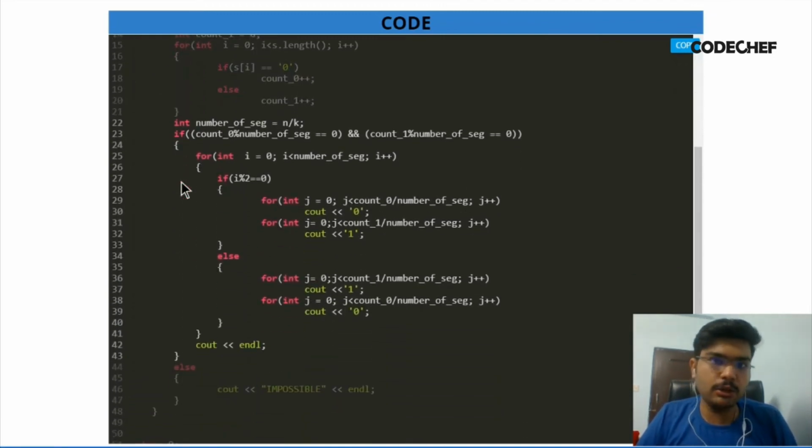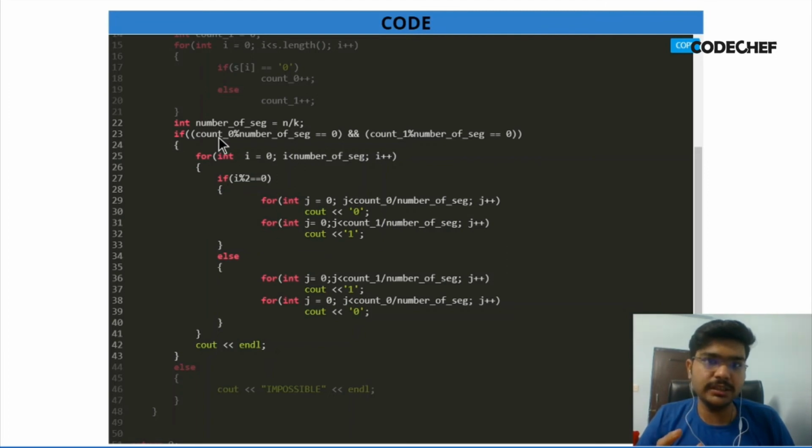This is the main logic of this particular problem. As we have seen, we have to calculate the number of segments of that string. So what was the number of segments? That is the total length of the string divided by k. So I am making a variable named number of segments, and we'll divide n by k. It will give us the number of segments.